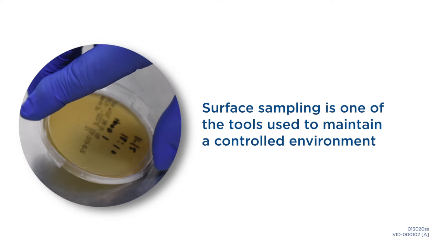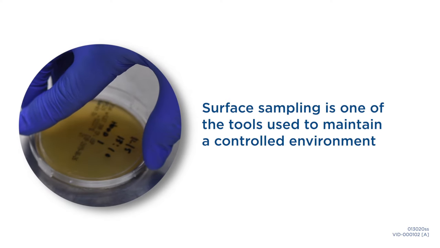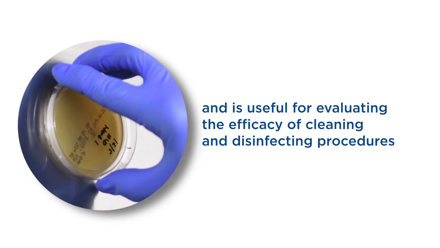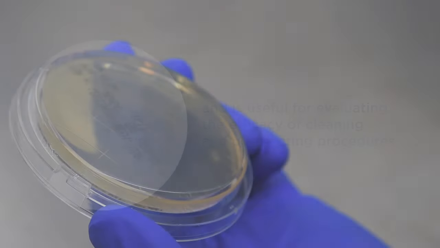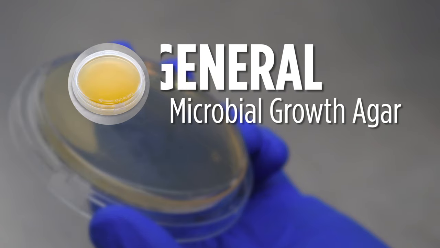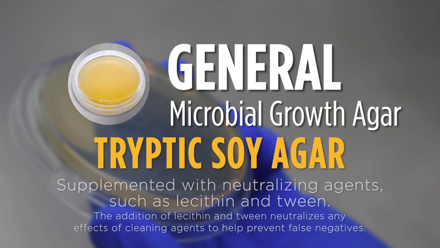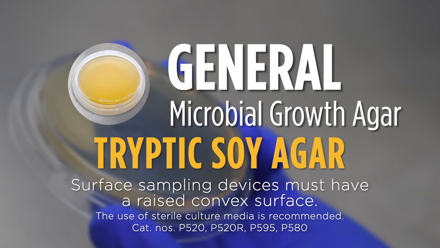Surface sampling is one of the tools used to maintain a controlled environment and is useful for evaluating the efficacy of cleaning and disinfecting procedures. Surface sampling is performed using a general growth media, such as tryptic soy agar, supplemented with neutralizing agents such as lecithin and Tween. Surface sampling devices must have a raised, convex surface.